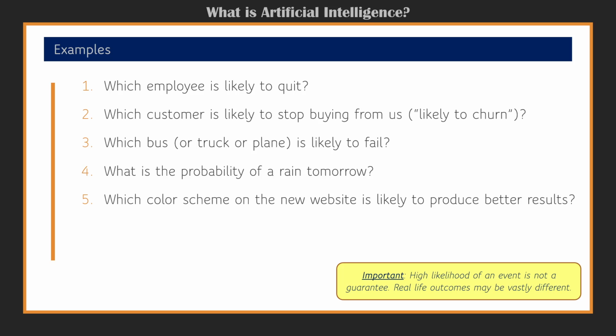So this is a very important point for us to remember. High likelihood of an event is not a guarantee. Real-life outcomes may be vastly different. Going back to the earlier example, when we said which employee is likely to leave, it didn't factor in the fact that some of the employees play video games at the end of the day, or meet weekly to play soccer or softball or another sport, and have good bonding and camaraderie. So no matter how happy or unhappy they might be at work, just because they've got something else going on on the side, they would want to hold on to it.